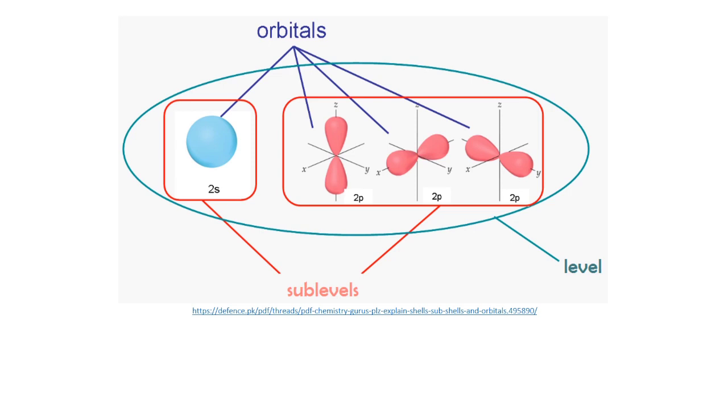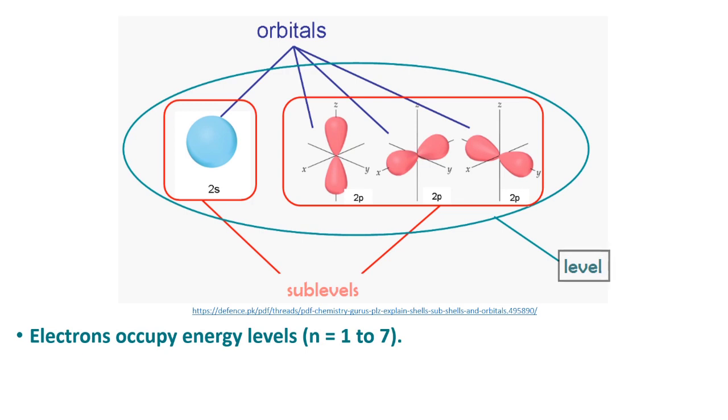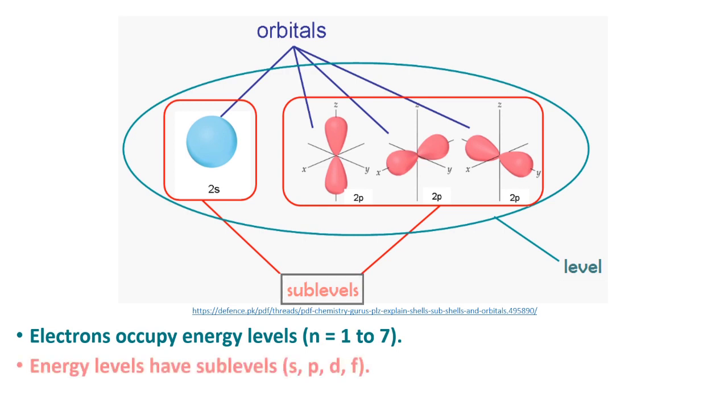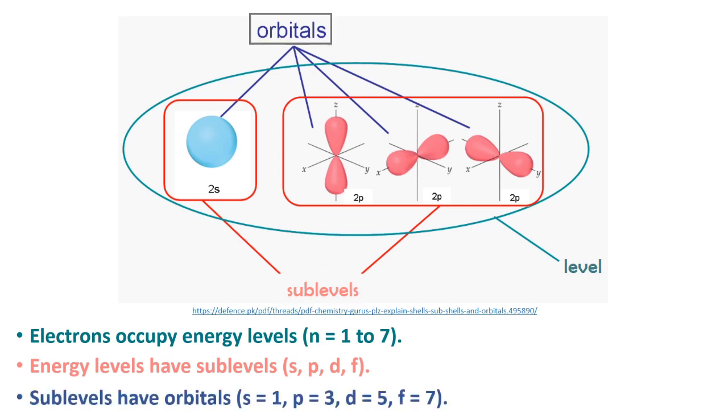In the quantum mechanical model, electrons occupy energy levels. If you take a look at the periodic table of elements, we have 7 energy levels. Energy levels have sublevels S, P, D, F. Sublevels have orbitals. S has 1, P has 3, D has 5, F has 7. If we want to know how the electrons are arranged in an atom, we will write its electron configuration using the concepts of the quantum mechanical model.